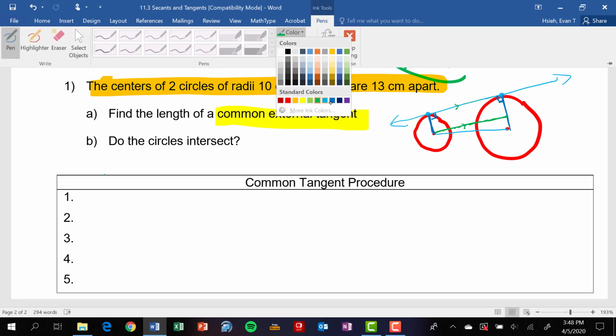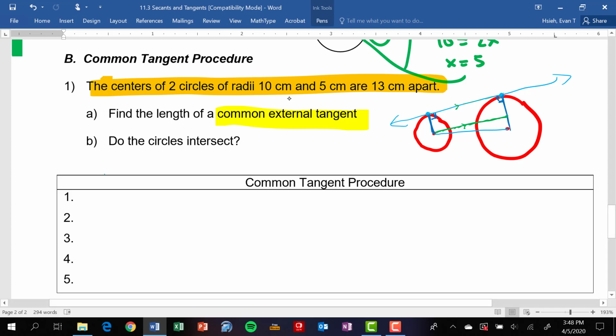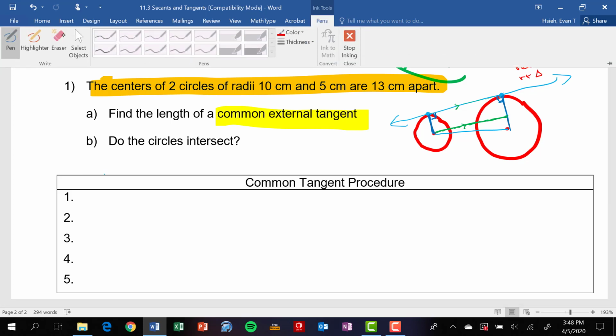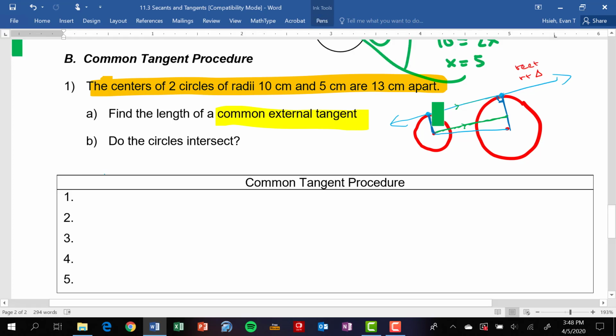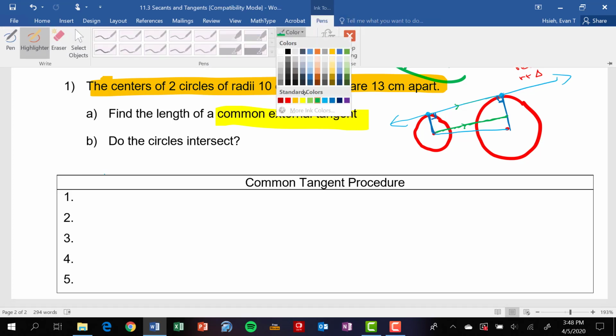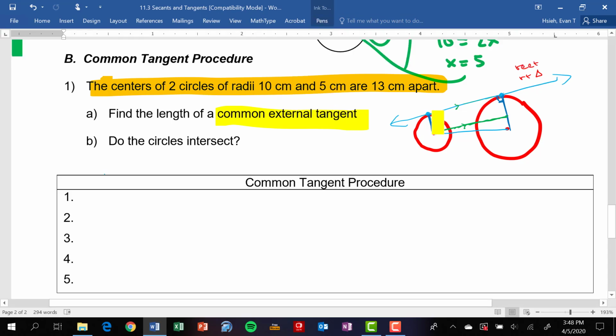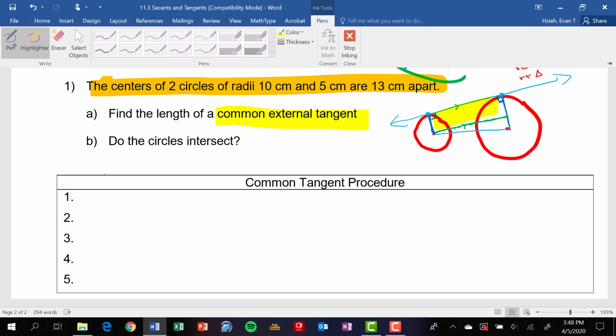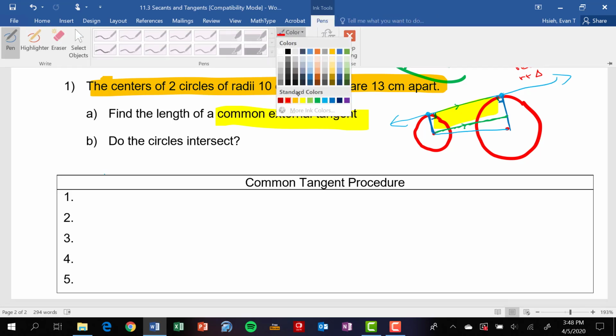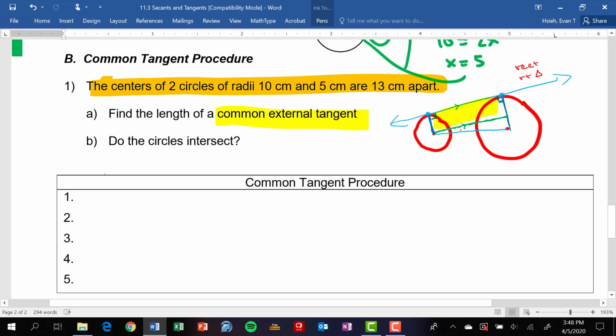My 4th step is I'm going to notice that I have a rectangle and a right triangle. So here's my rectangle right here. Here's my rectangle. And hopefully folks can see that my right triangle is going to be right in here.